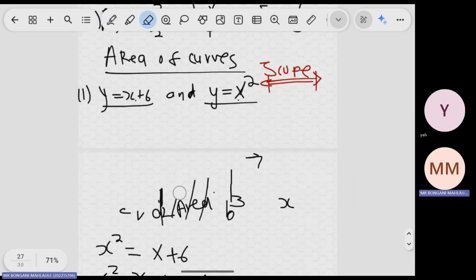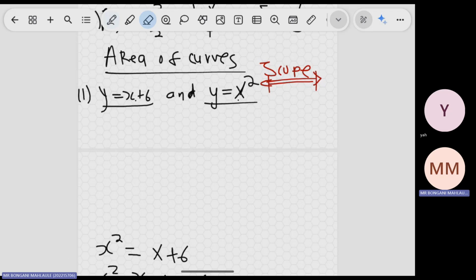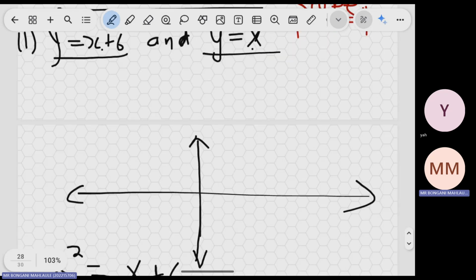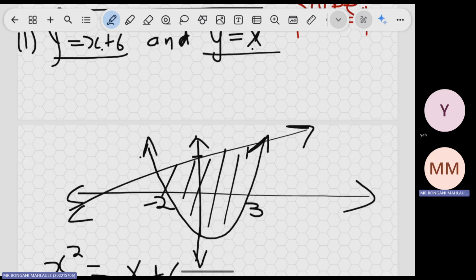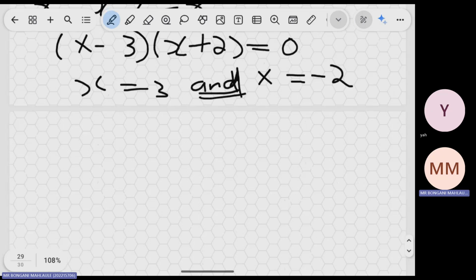Remember that a parabola, for this scenario, will be like this actually. You're going to have your negative 2 here, then here your 3. Then x plus 6 is somewhere there. So it's actually like that. So it's this area that we are looking for. Now let's calculate.